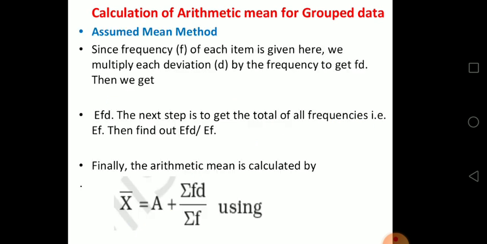Okay, using the assumed mean method. Since the frequency of each item is given here, we multiply each deviation by the frequency to get the FD. Then we get our ΣFD, which is the summation of the frequency and the deviation. The next step is to get the total of all frequency, which is summation F, then find this ratio. Then we add it together with the assumed mean.